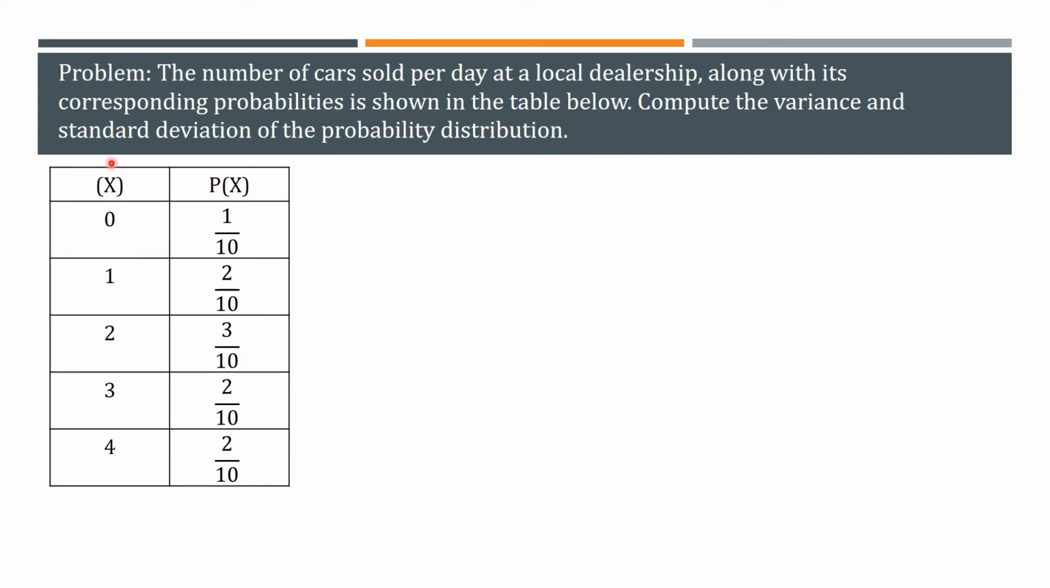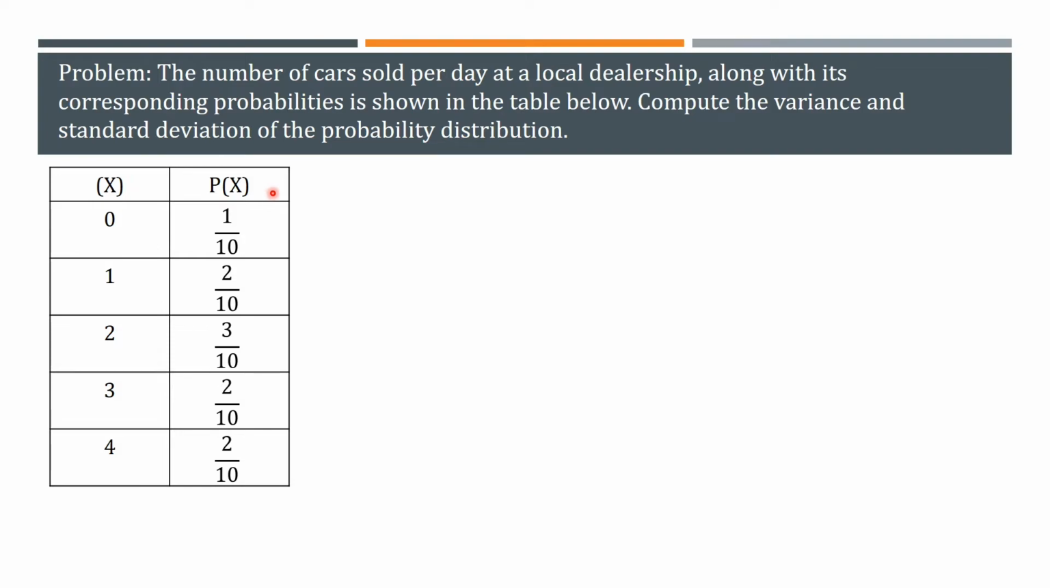So here is our given problem. The number of cars sold per day at a local dealership along with its corresponding probabilities is shown in the table below. Compute the variance and the standard deviation of the probability distribution. So we have here the given table of our probability distribution. On our first column, we have the random variable x followed by the corresponding probabilities of x.